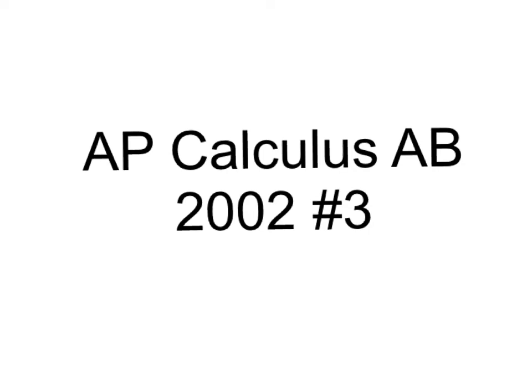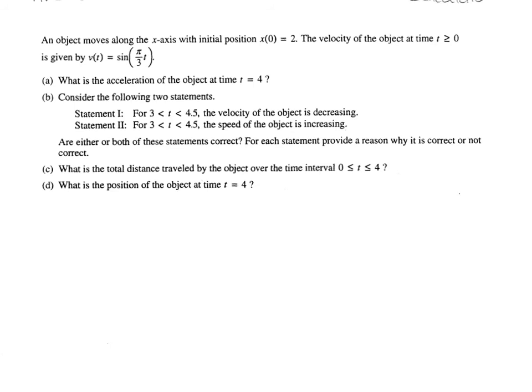This is question number 3 from the 2002 AP Calculus AB exam. So here we have an object in motion along the x-axis. We're given an initial position, and the velocity is given by this sine function here. So for part A, what is the acceleration of the object at t equals 4?